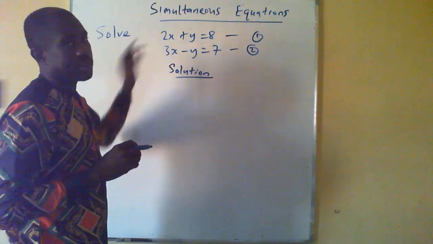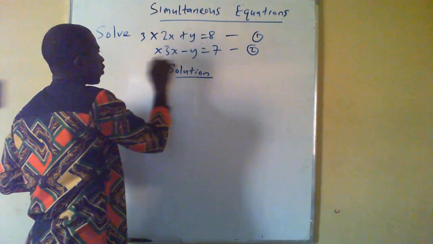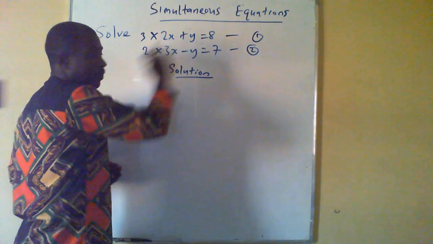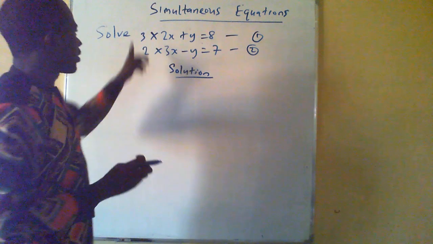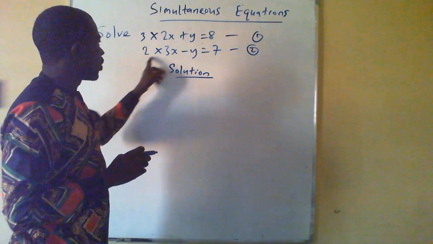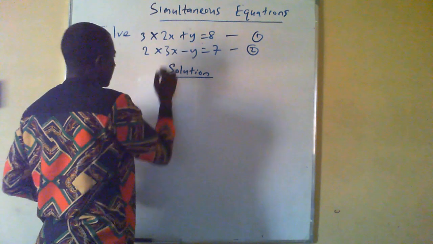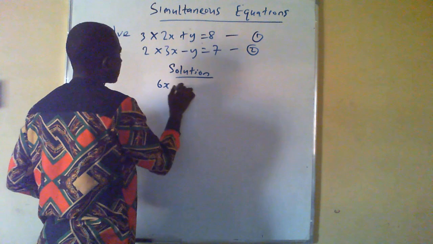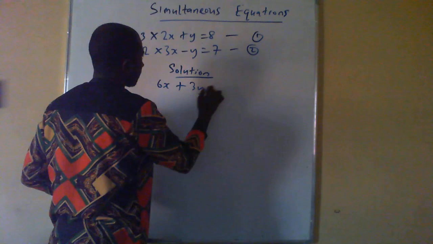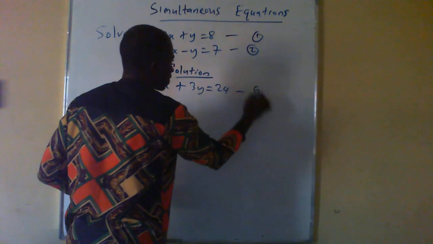To eliminate x, we multiply equation 1 by 3 and equation 2 by 2. So you multiply 3 with all the terms of equation 1, and then multiply 2 with all the terms of equation 2. Let's take equation 1. 3 times x is 6x, plus 3 times y is 3y, then 3 times 8 is 24. So this one becomes equation 3.